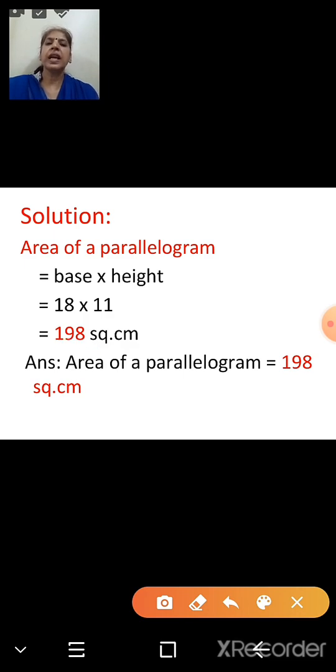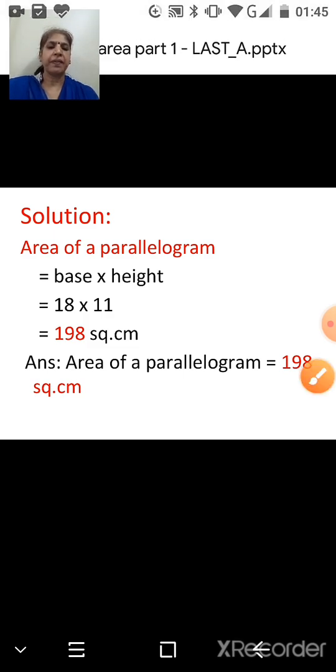Now we have to write the answer in a statement. So write answer: area of parallelogram is equal to 198 square centimeter. So what we have to do? We have to write what is given, that is base and height, to find, that is area of a parallelogram, and then we write the solution formula. What is the formula? Base into height. Then you multiply them and write the answer in a full statement. Next question.